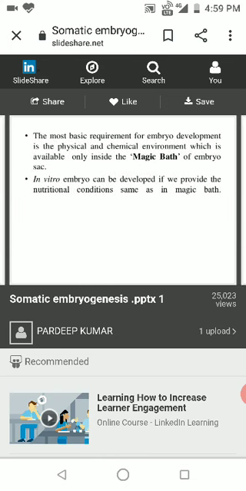The most basic requirement for embryo development is a physical and chemical environment, which is available only inside a magic bath, the embryo sac. In nature, embryo formation occurs only in the embryo sac. In vitro, an embryo can be developed if you provide the nutritional conditions as in the magic bath. Magic bath is not a scientific word, but here it is used to mean the exact composition of nutrients and hormones required for the formation of a somatic embryo.